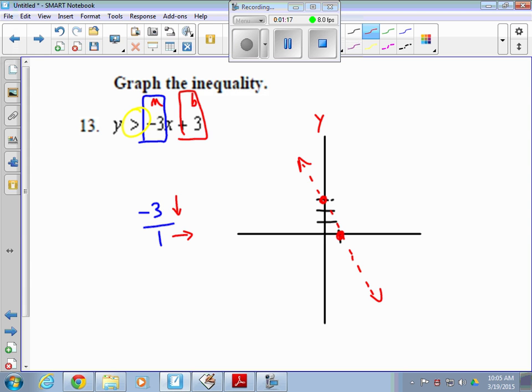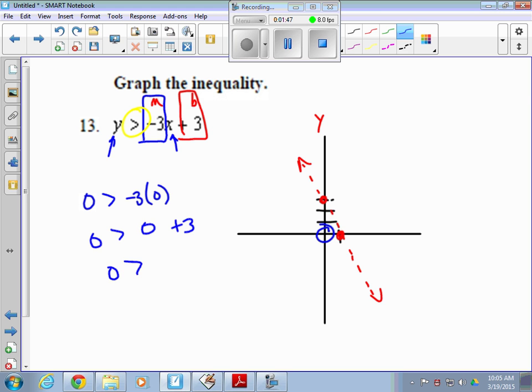The second difference is you're going to shade everything here or everything here. You're not going to guess. You're going to plug in a point and determine if it's true or not. The easiest point to plug in is the point 0, 0 because it's the easiest set of numbers to multiply by. So plug in 0 in place of y, is greater than, in place of x, negative 3 times 0, or anything times 0. We know it's 0. Plus 3 is the rest. So 0 is greater than 3.